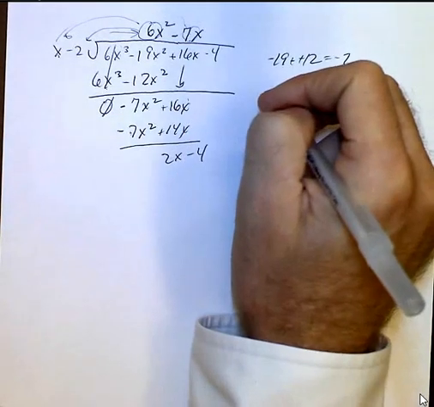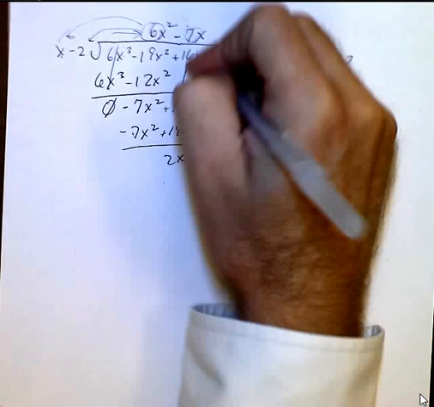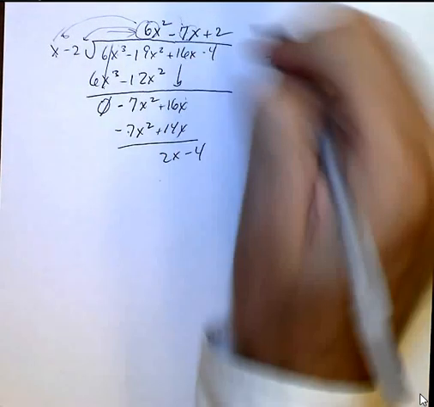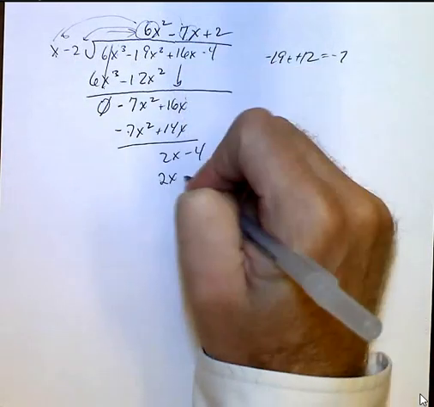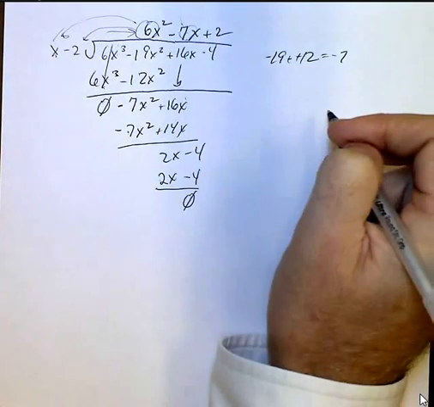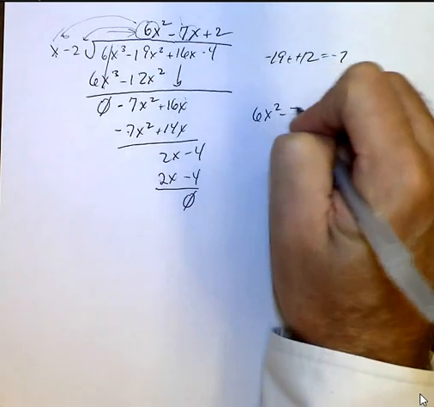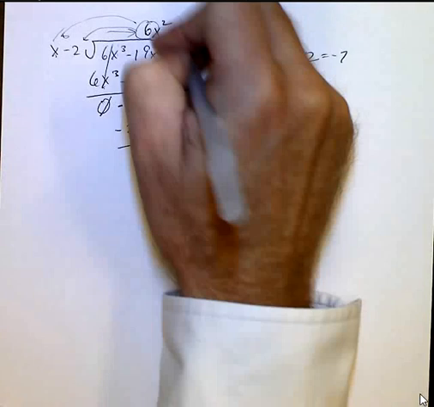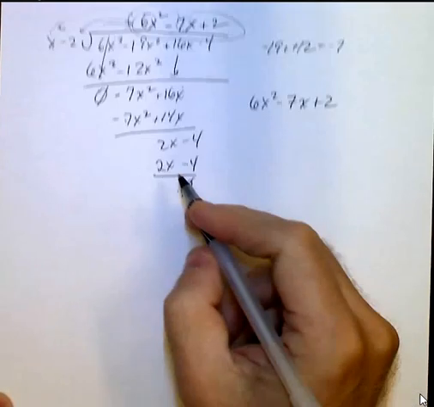Now I do the same thing again. What do I put here so that when I multiply it by x, I get 2x? That's a 2. So 2 times x is 2x. 2 times negative 2 is negative 4. When I subtract, I get 0. So the answer to this problem is 6x squared minus 7x plus 2, right here. There's no remainder.